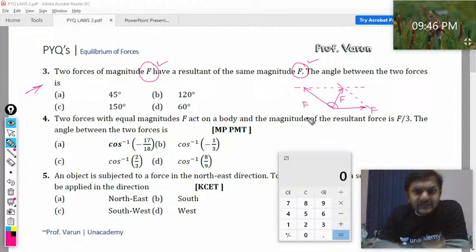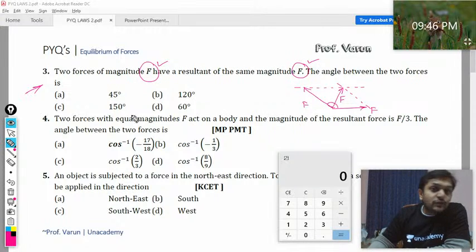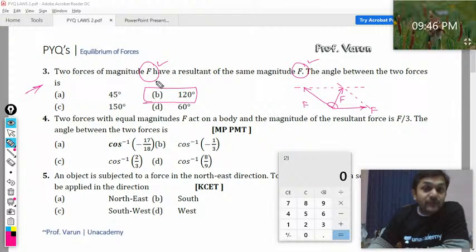Well, as we all know from the chapter of vectors, and also from our experience, the angle is 120 degree. But how do we get this answer? It's very important. So let's see it.